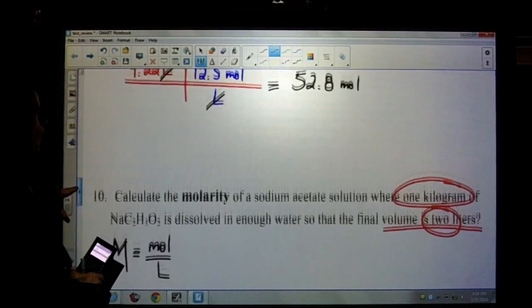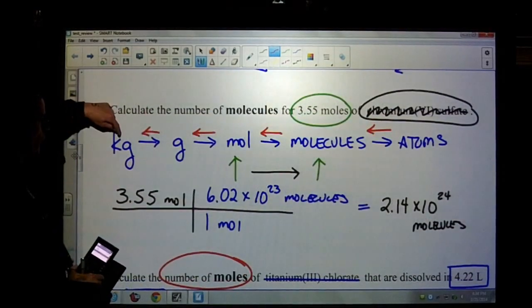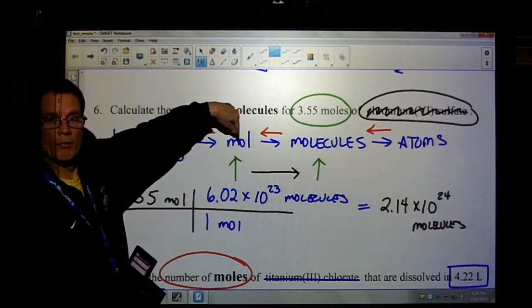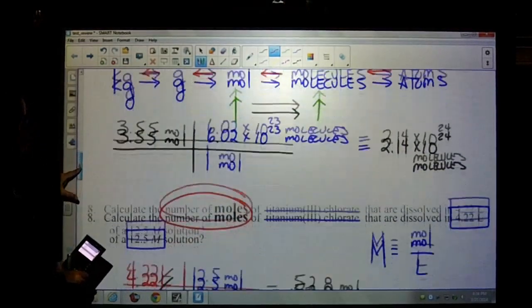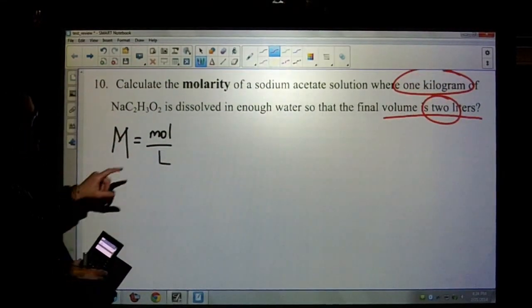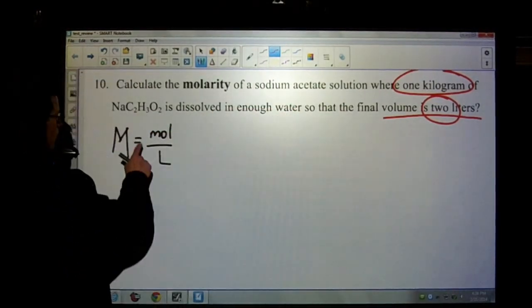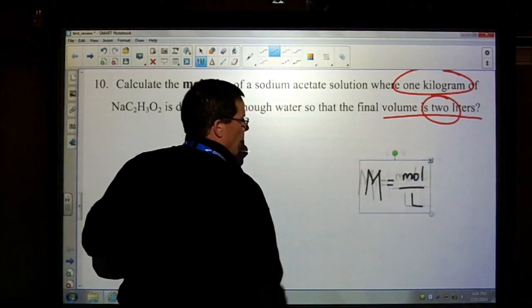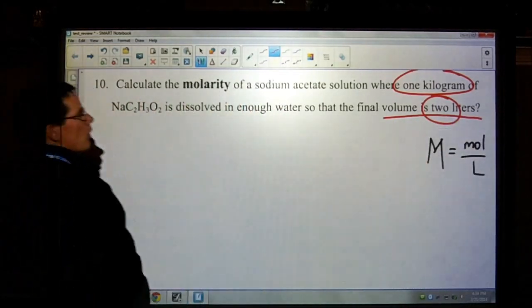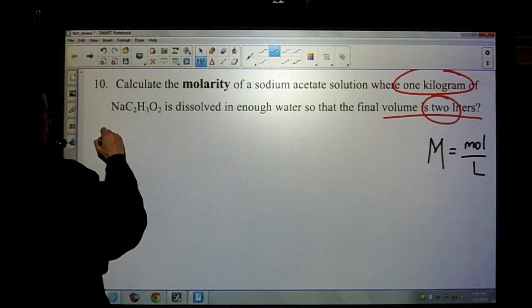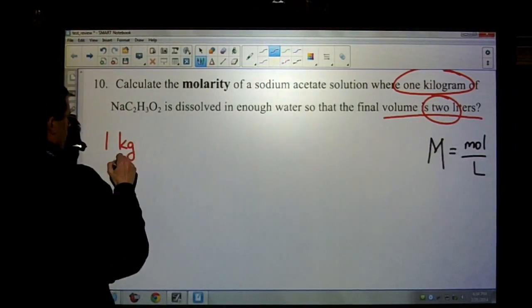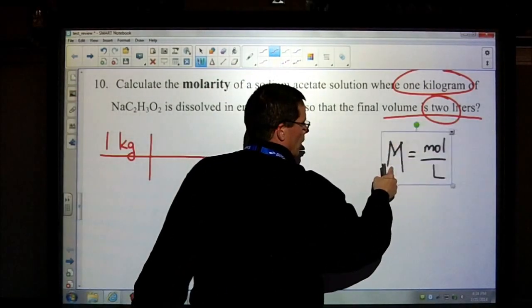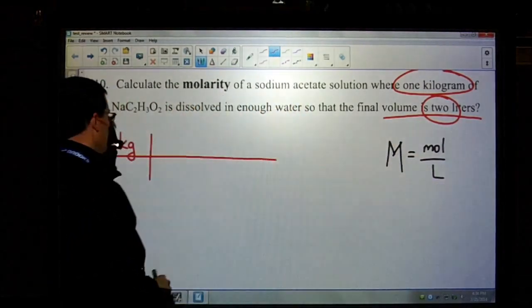So if I have my sequence, I'm going from kilograms and I need to find out how many moles. This is the path you do want to take. So I'm given 1 kilogram of sodium acetate. I need to find out how many moles I have of this. So I'm looking for moles, and I need to change the kilograms into grams.